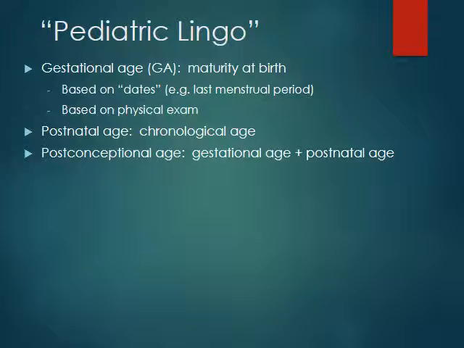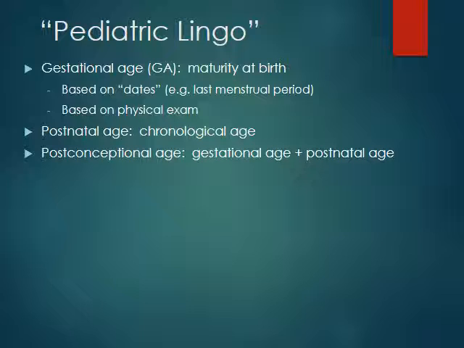So as far as the lingo that we'll use when we're talking about pediatrics, and when we are looking at drug references and getting the information that we need to dose medications for children, the first thing we'll talk about is the gestational age, and this is going to be the maturity at birth. It's going to be based on the date of the last menstrual period and on physical exam as well. The postnatal age will be the chronological age after they are born. And then the post-conceptional age would just be the postnatal plus the gestational age.